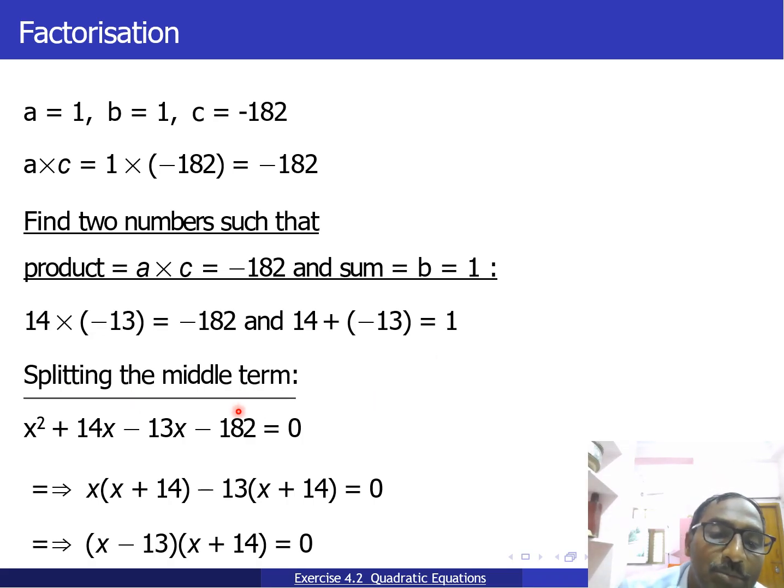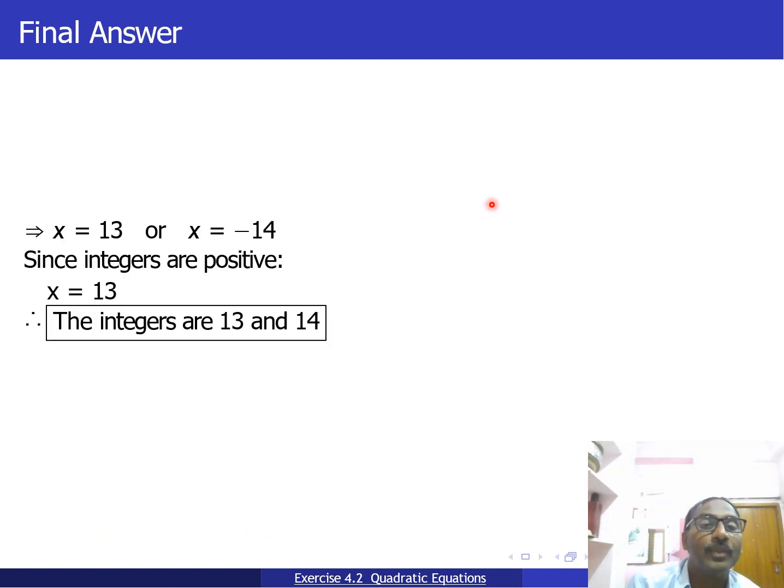So splitting the middle term, how are we splitting it? 14x minus 13x we will write. So x square plus 14x minus 13x minus 182 equal to 0. That implies you can take common x: x times x plus 14 minus 13 times x plus 14 equal to 0. That implies x minus 13 times x plus 14 equal to 0. So x equal to 13 or x equal to minus 14. Since the integers are positive, x equal to 13 we will take.